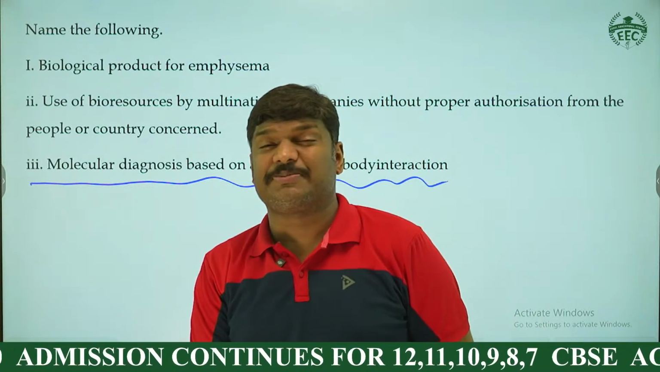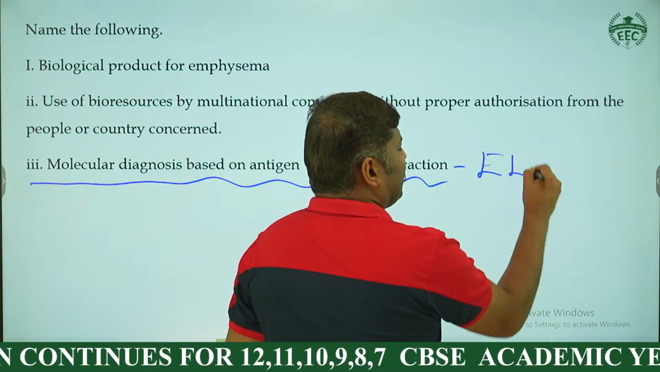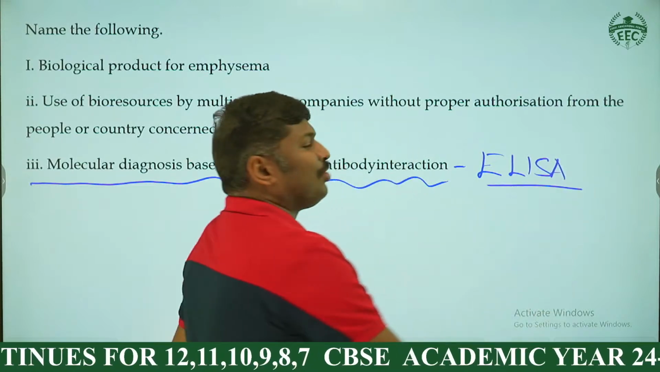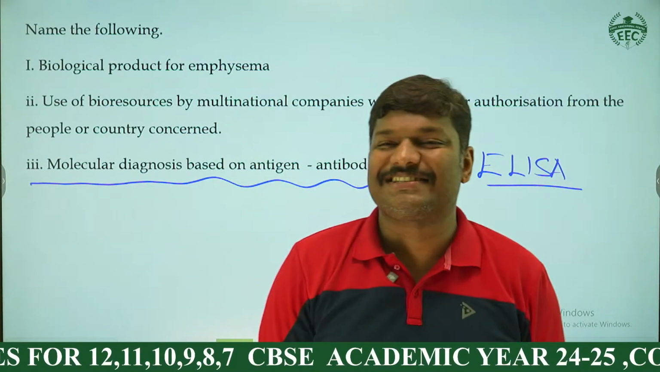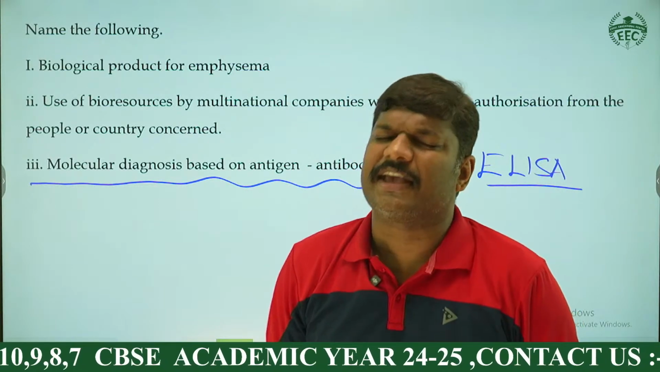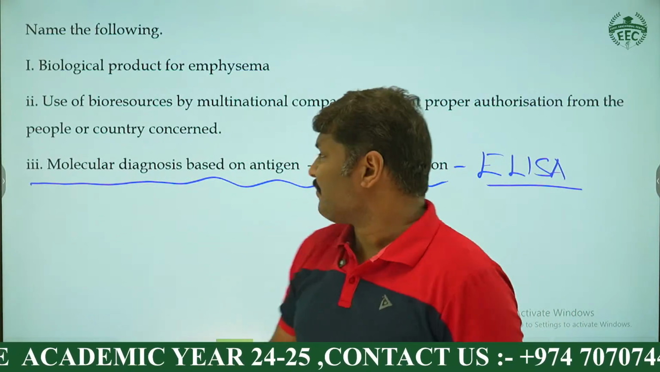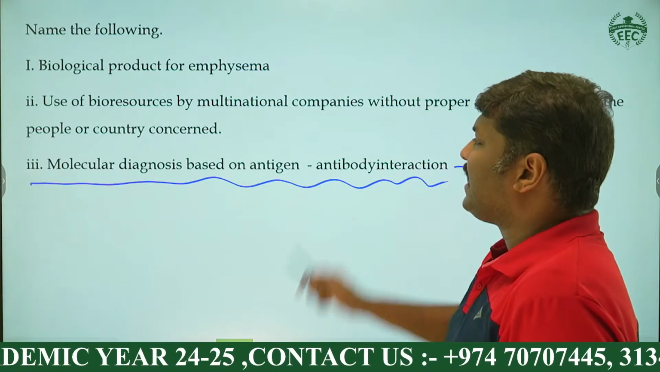Earlier stage diagnosis, molecular diagnosis using antigen and antibody interaction, that method you have to write in capital letters. That is called the ELISA method, enzyme linked immunosorbent assay. Enzyme linked immunosorbent assay is the technique. That is what we call the molecular diagnosis based on antigen and antibody reaction.